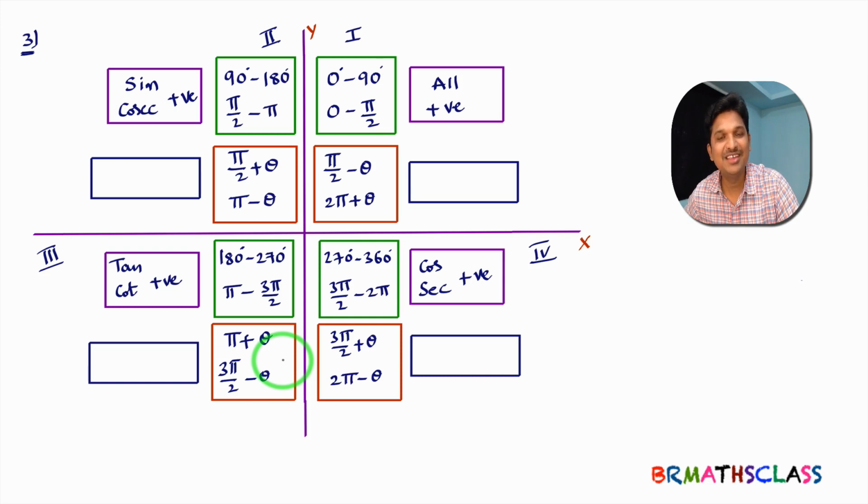Pi minus theta lies in which quadrant? Second quadrant. 3 pi by 2 plus theta lies in which quadrant? Fourth quadrant. 2 pi plus theta lies in which quadrant? First quadrant. 2 pi minus theta lies in which quadrant? Fourth quadrant. Like that, you need to practice in such a way that you are thorough in all these formulas. These things we use very frequently while solving trigonometric problems.